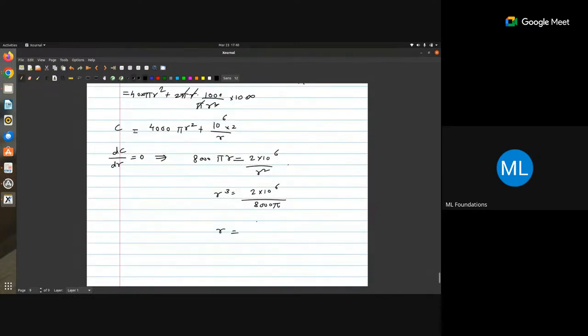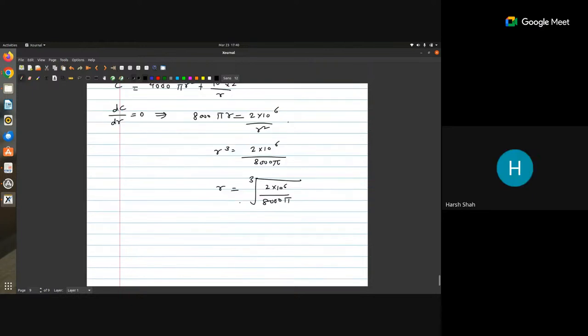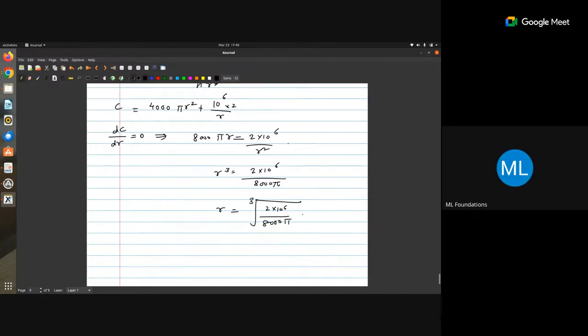Now this r will be the cube root of this. If you have to calculate this, you get one value, sir, for the cube root. Check this one. Whatever value you get, I think this will be the cube root of 2 by pi into 10 to the power 2 upon 3. Basically it's 10 by 2, which is 5.